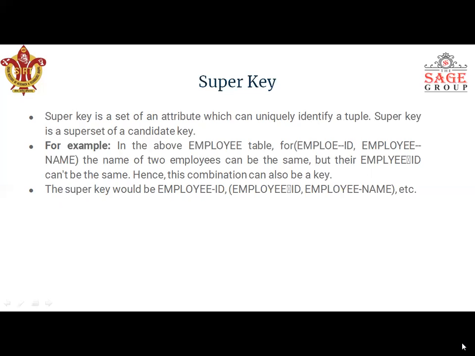For example, in the employee table, employee names can be the same, but their employee IDs cannot be the same. Hence, this combination is also a key. So what is the super key? Employee ID, employee name. If we merge these two attributes, this can also work like a primary key, and it can be used for the unique identification of data. Basically, the super key is the superest key out of all the keys. Means we can combine all the attributes to form a super key. It will basically depend on the requirement.